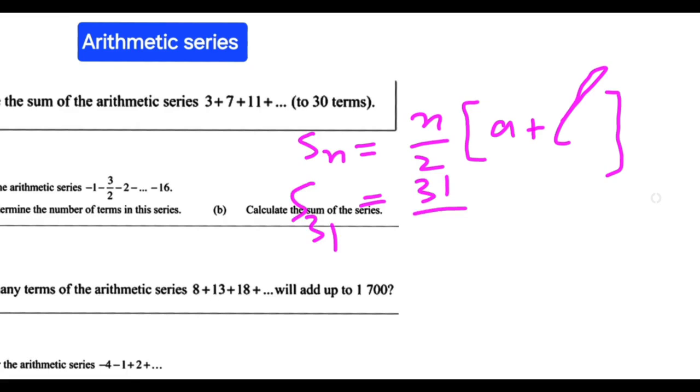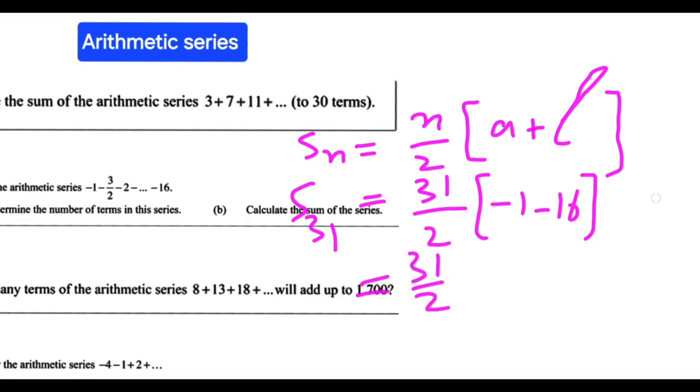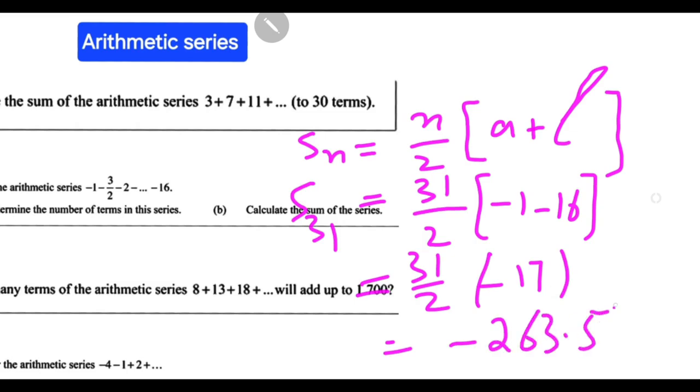Don't forget the total number of terms is 31 over 2, and the first term we got is -1, and the last term we got is -16, close bracket, and that will give me 31 over 2 multiplied by -17, and I'm using my calculator. The answer will be -263.5. Now this is the shortcut formula if you have the first and the last term.